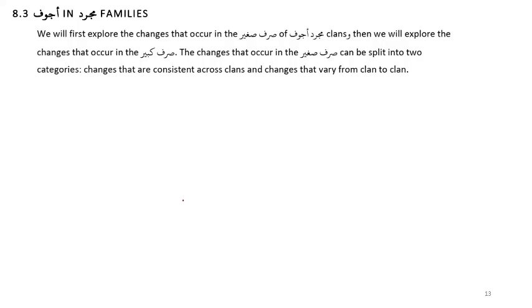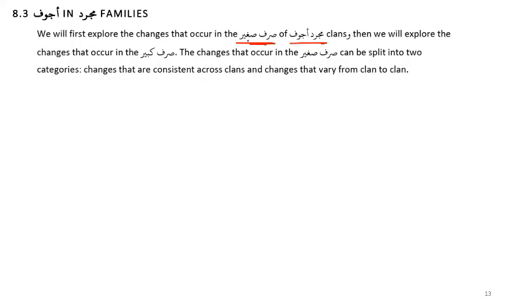So now we move to Salati Mujarrad. We will explore the changes that occur in the Sarfe Saghir of the Mujarrad Ajwaf clans. Sarfe Saghir is where we just look at the first item in the conjugation, which is always singular, masculine, third person.